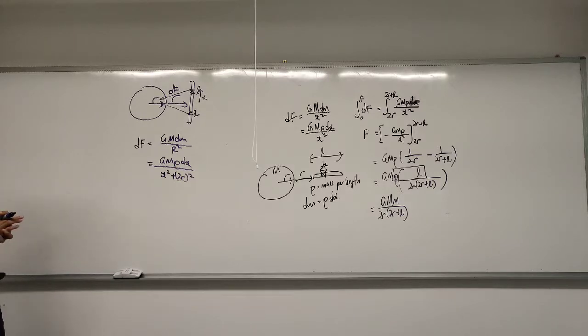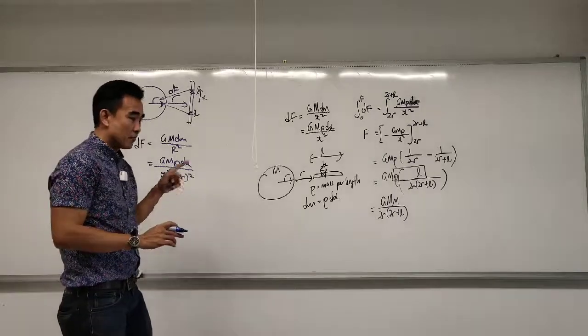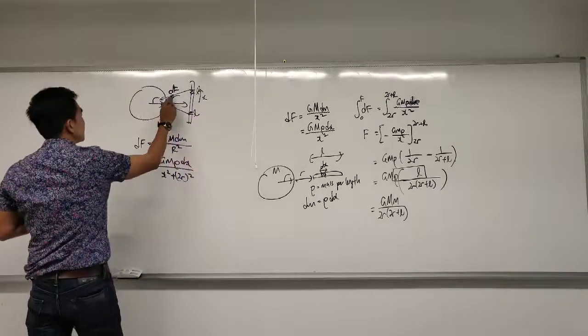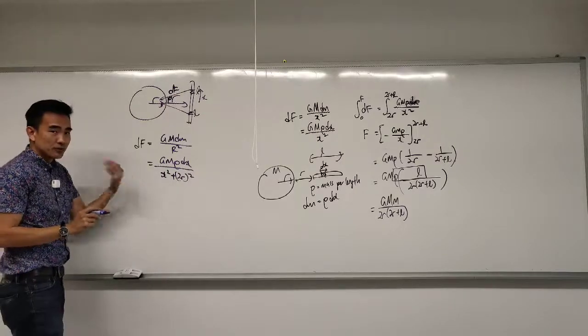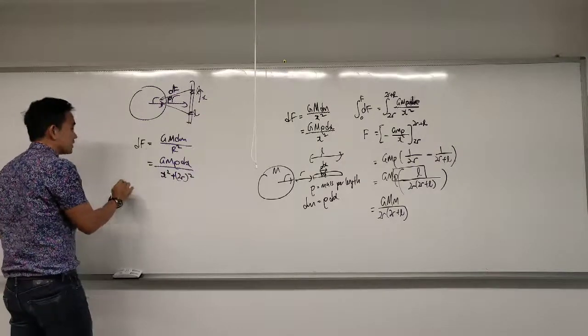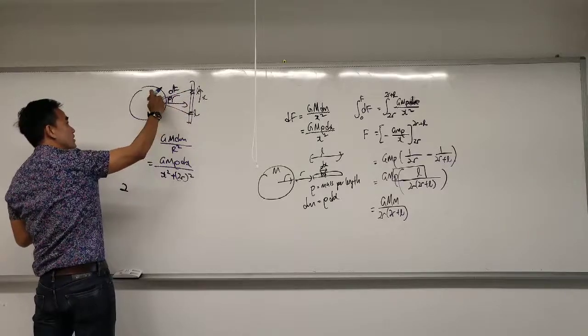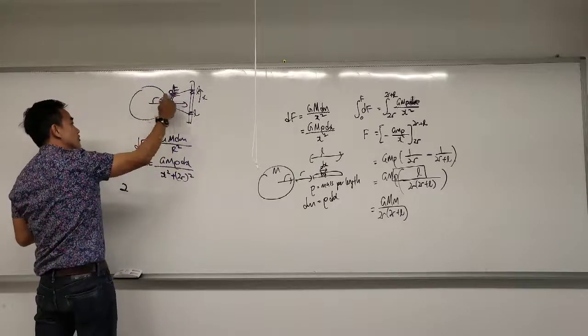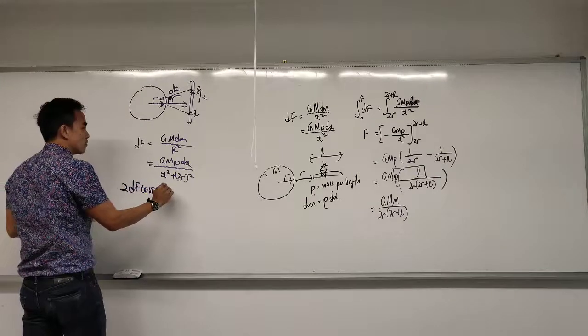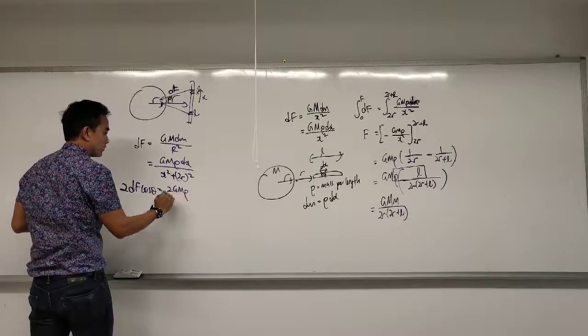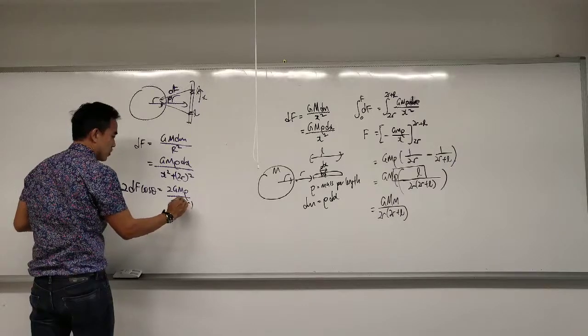All right, so what we have here is dF, but what we want is not dF. What we want is dF cosine theta. Where is theta? It is the horizontal component, remember, that adds up. So if you take 2 times, why 2 times? Because there's a horizontal component due to this force, and a horizontal component due to this force. Therefore, 2 dF cos theta will become 2 G M rho upon x squared plus 2r squared.